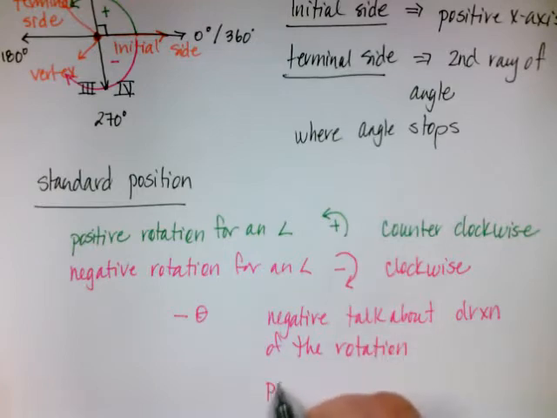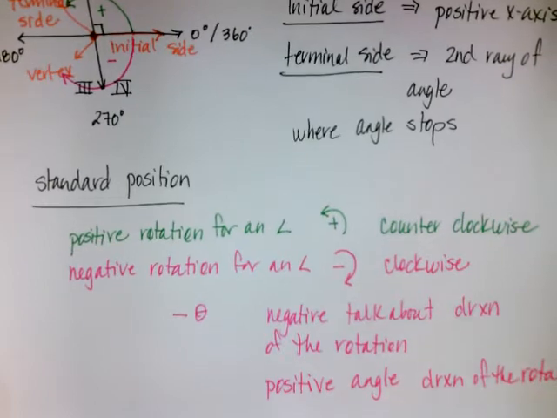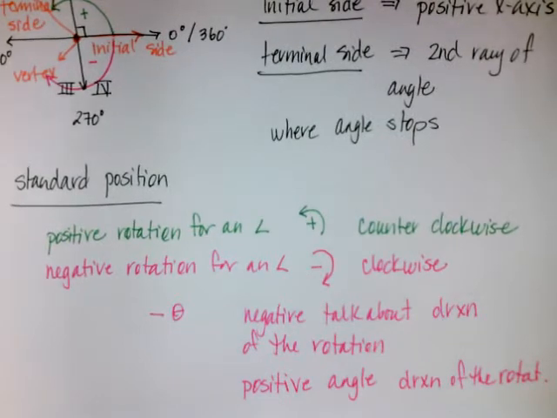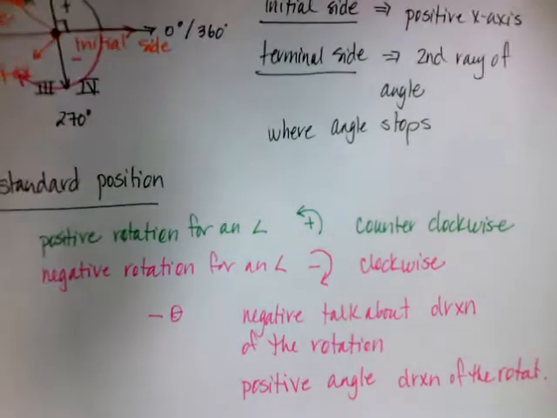Same thing with positive. A positive angle tells you the direction of the rotation, because we can rotate both directions. So thinking about if I screw a cap on and tighten it, or I unscrew a cap, one would be a positive rotation, one would be a negative rotation. All right, so let's do some examples.